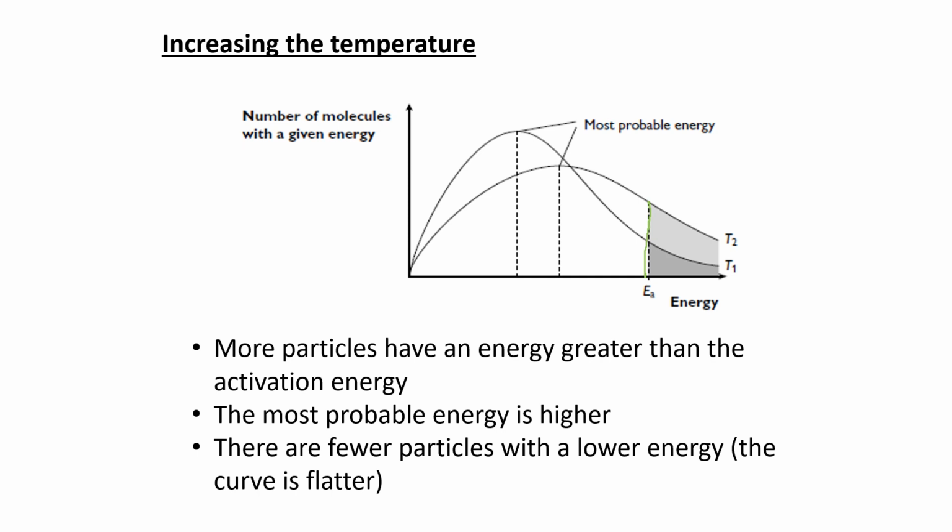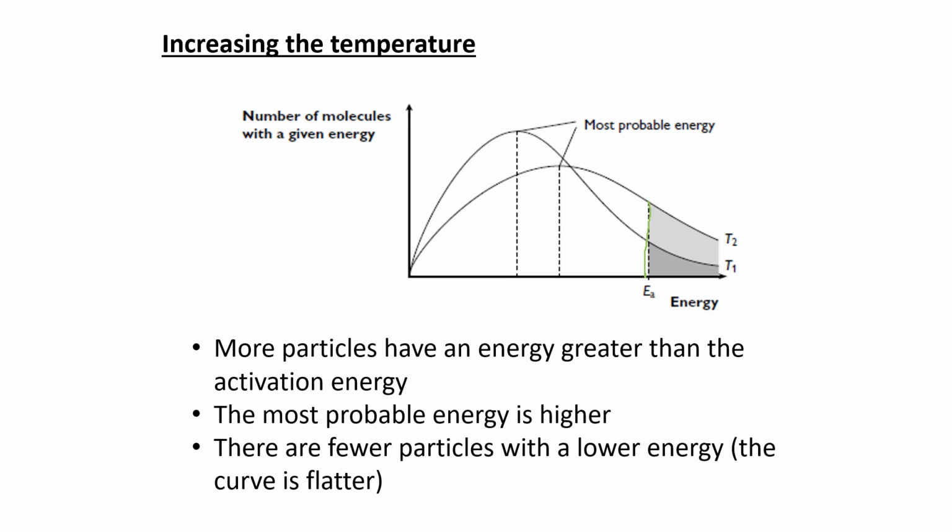So what have I written here? There are more particles that have energy greater than the activation energy. The most probable energy is higher, and there are fewer particles with a lower energy. So this white shaded section here is smaller than it was before when we're dealing with T2. Okay, so increasing the temperature, the activation energy stays exactly where it is, but the curve becomes flatter, and therefore this shaded area becomes bigger.